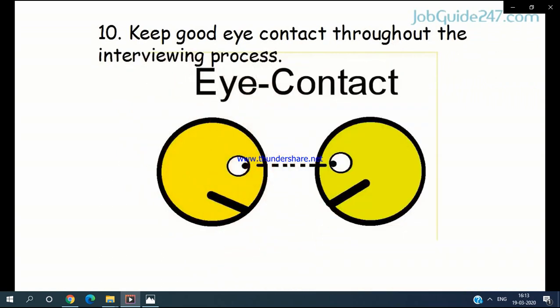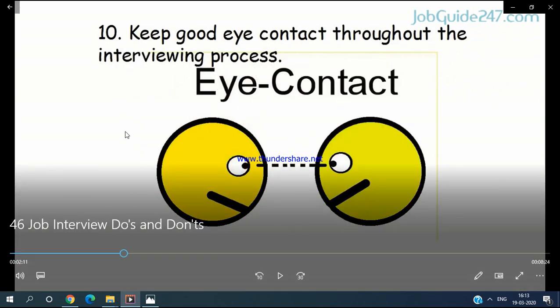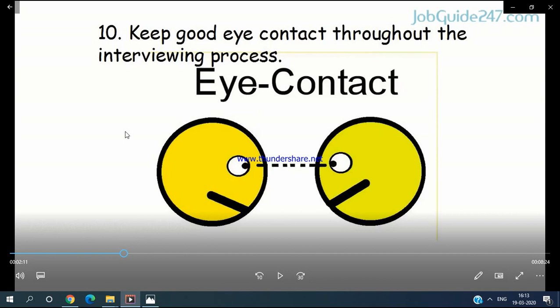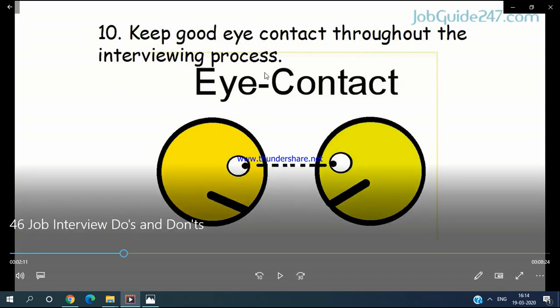Very good. Keep a good eye contact throughout the interview process. It is not about the 1 minute, about the 2 minutes. It is about the interview processing.